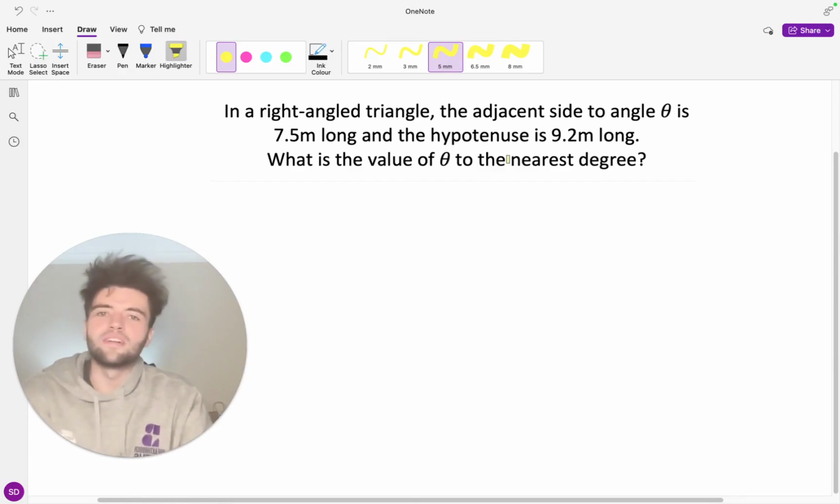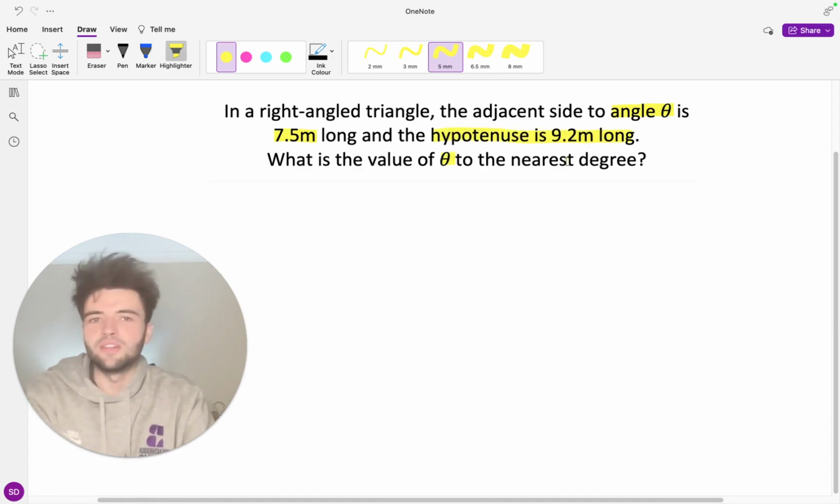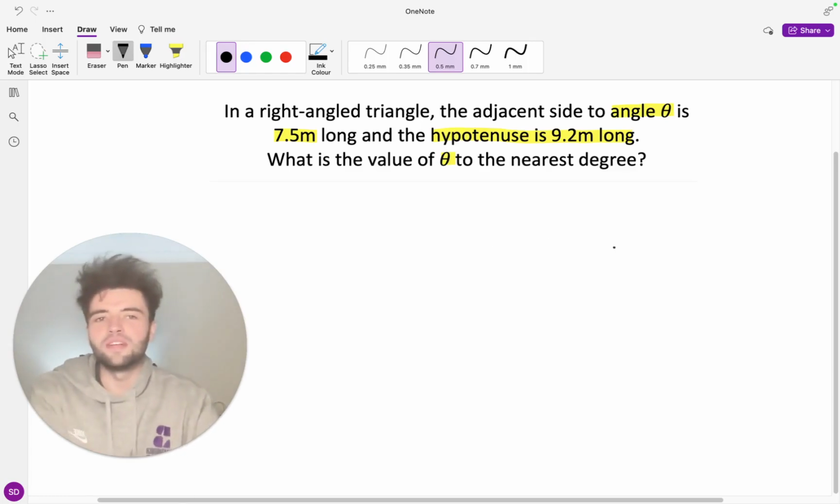So in this one we're told that in a certain right angle triangle, the adjacent side to the angle theta is 7.5 meters long and the hypotenuse is going to be 9.2 meters long, and we're asked to find the value of theta to the nearest degree. And so what I'd always recommend you do is simply draw a diagram.